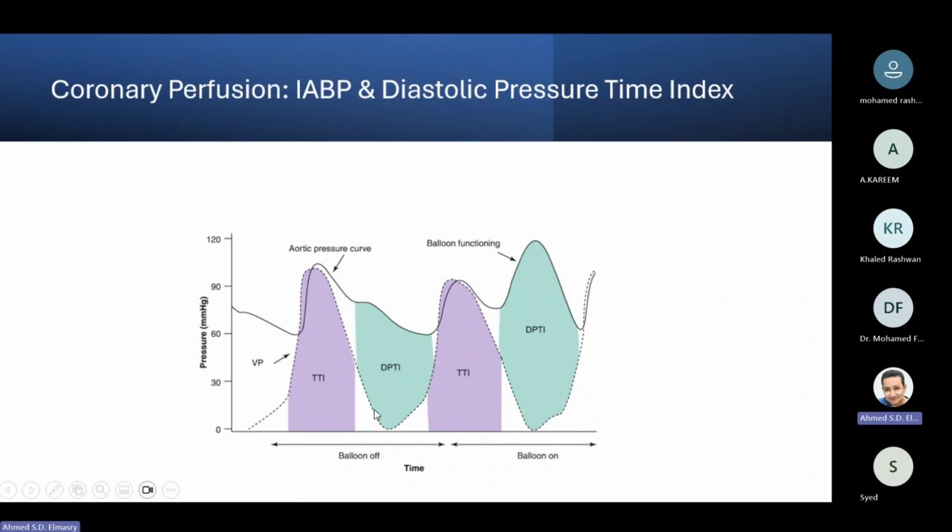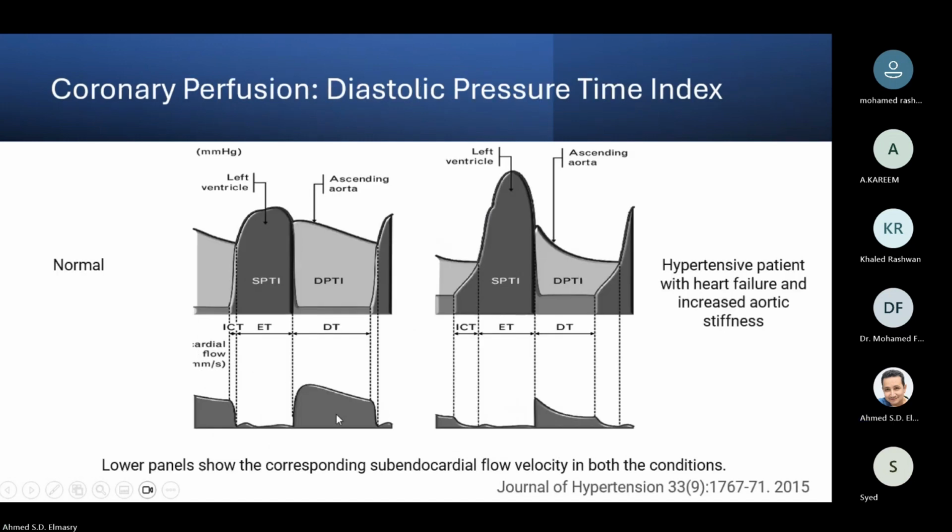And as you see, the area under the curve here, compared to this one, is much less, and the intra-aortic balloon is able to increase the area under the curve of the diastolic perfusion time index, so you will be able to increase the subendocardial blood flow.